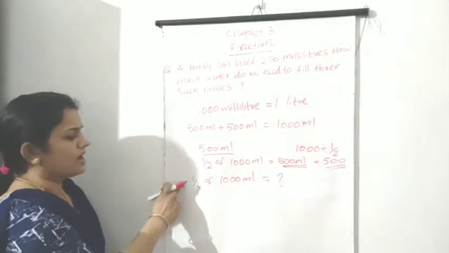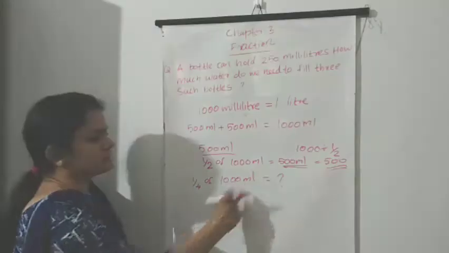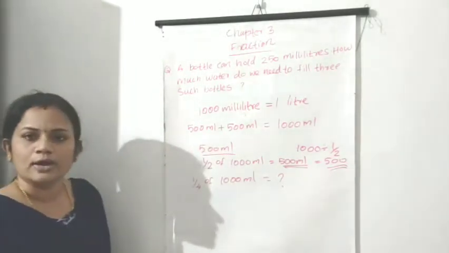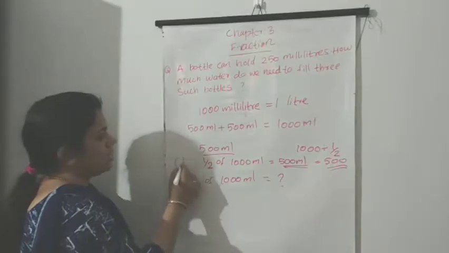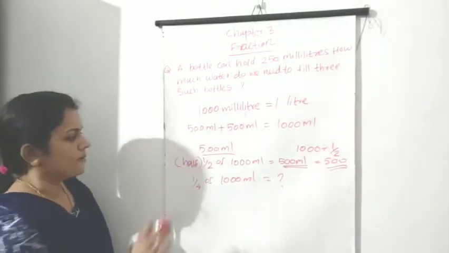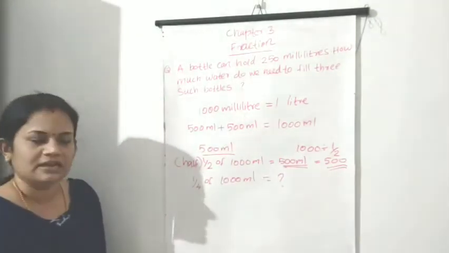What about the 1 by 4 of 1000 milliliter? This is 1 by 2 of 1000 milliliter equal to 500 milliliter. 1 by 2 is called a half. 1 by 2 means half. Then 1 by 2 of 1000 milliliter equal to 500 milliliter.